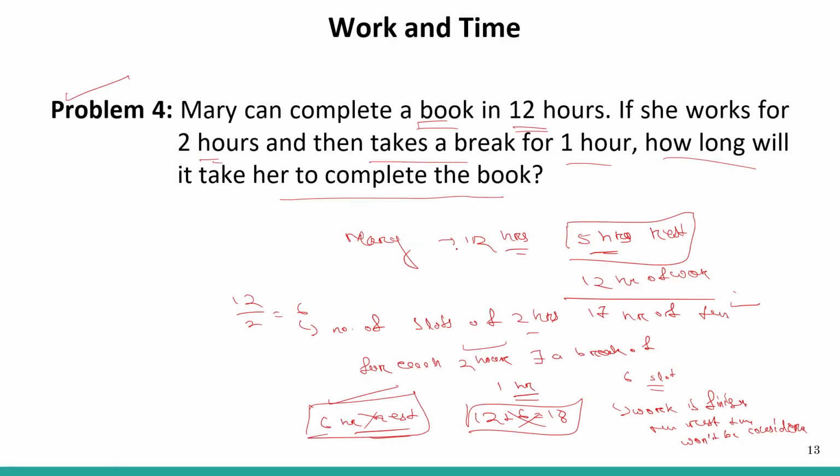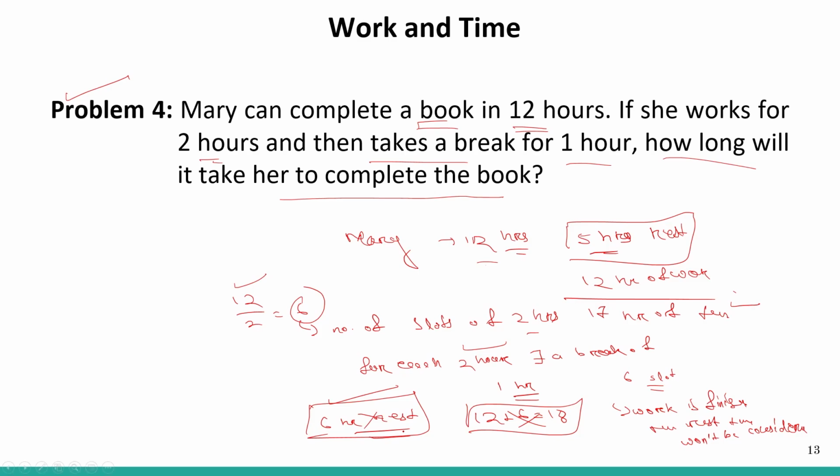So Mary completed how many? One book in 12 hours. Okay, this is Mary's speed. So what we did was we told Mary that she can take a 1 hour break for every 2 hours of work. So how long will she take to complete the book? So what we do next is we divide the 12-hour slot into 2-hour slots. Okay, so we got 6 slots, and after completion of each slot, she will take a rest of 1 hour. So since there are 6 slots, we might think that she will take 6 hours of rest.